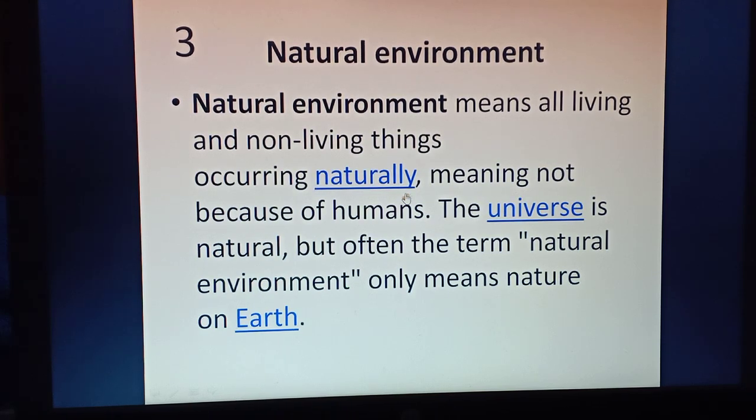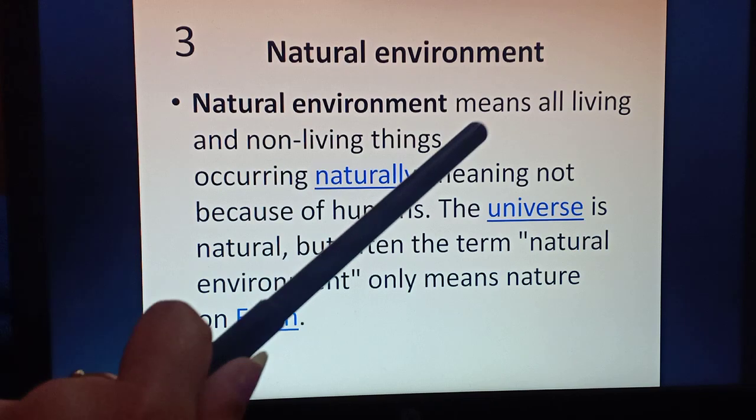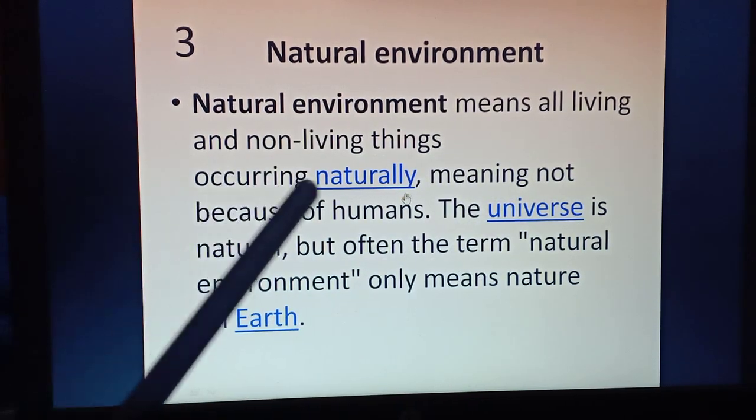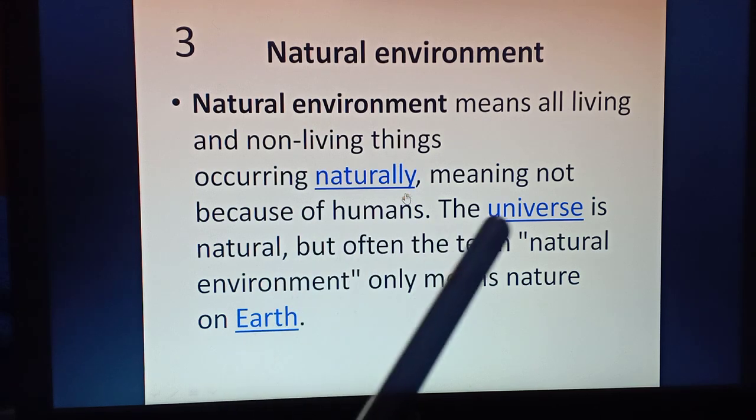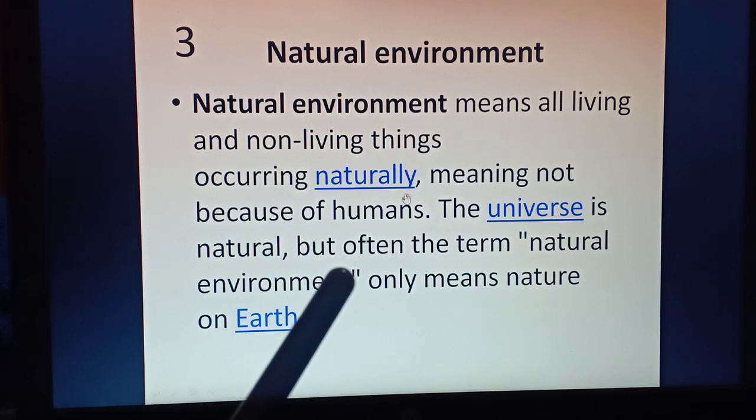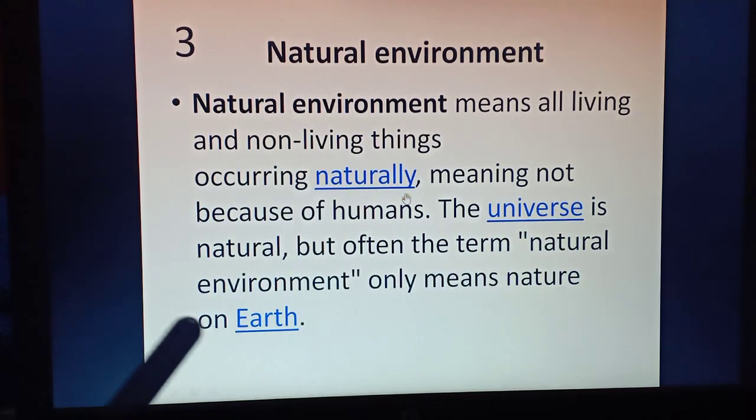Let's talk about the natural environment. What is natural environment? Natural environment means all living and non-living things occurring naturally, meaning not because of humans. The universe is natural, but often the term natural environment only means nature on earth. In easy language we can say land, water, air, plants and animals comprise the natural environment.